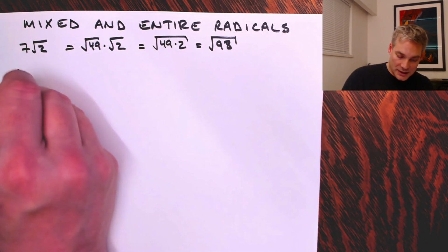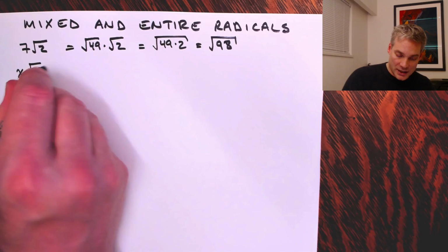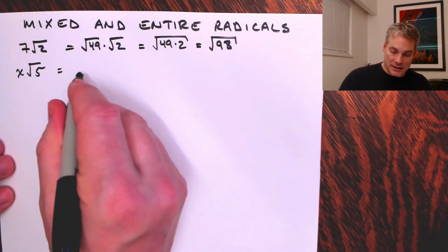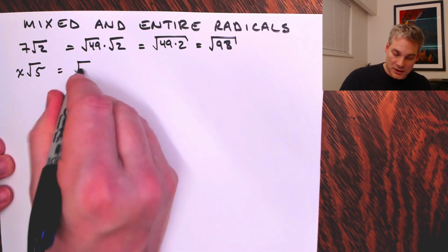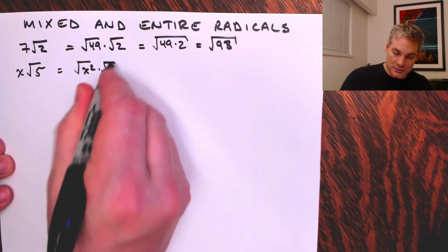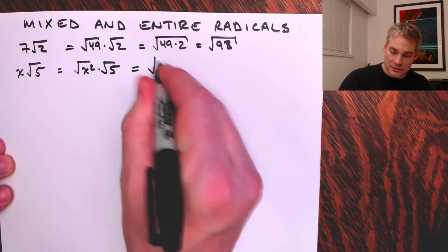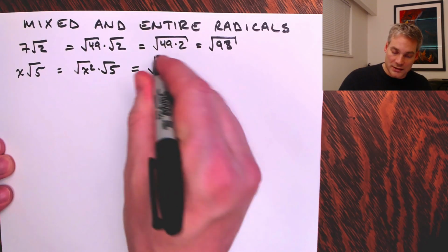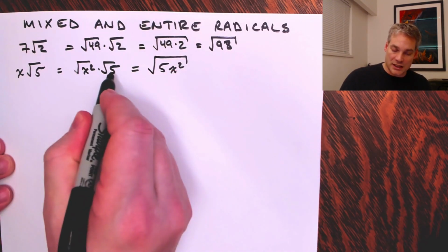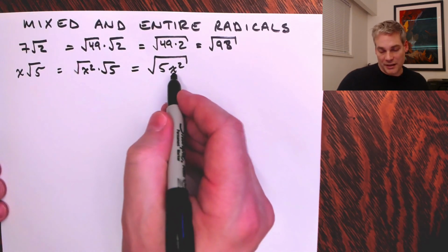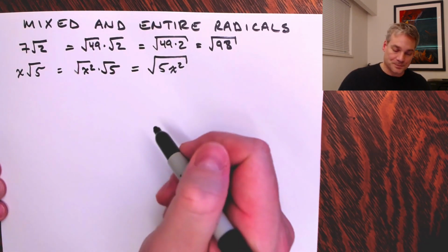We might have something like x times the root of 5. So that is the square root of x squared times the root of 5. And that would then equal the square root of 5x squared. Just shift the x behind it because that's a habit of having the coefficient in front of the x.